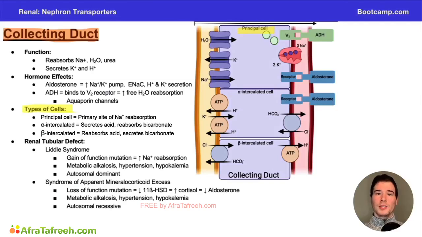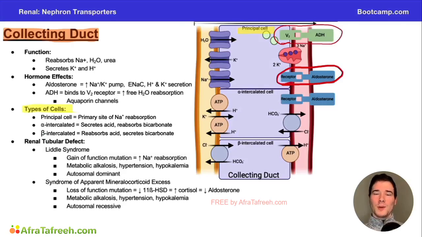Notice, though, there are 2 receptors that you're probably less familiar with, and that is this V2 receptor, which is coupled with ADH, as well as this receptor, which is coupled with aldosterone. We'll talk about that shortly when we talk about hormonal effects that can alter the collecting duct and the reabsorption of certain molecules. The next important cell type in the kidney is this alpha intercalated cell.